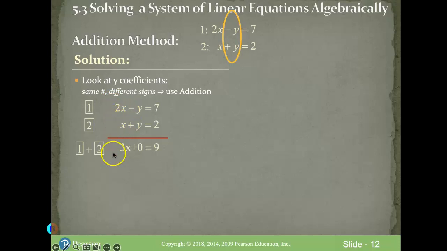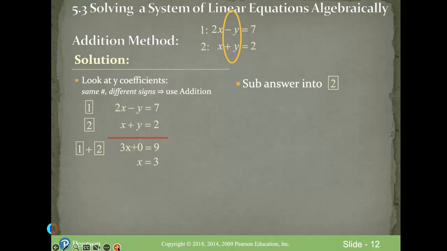We are adding together equations 1 and 2. 2x plus x becomes 3x. -y plus y becomes 0. And 7 plus 2 becomes 9. At that point, you have an equation with one variable. By dividing both sides by 3, you get x equals 3.